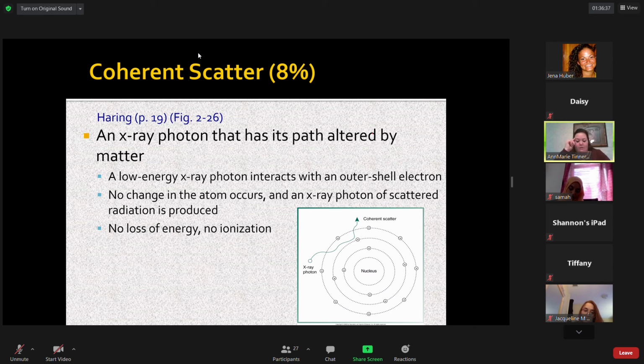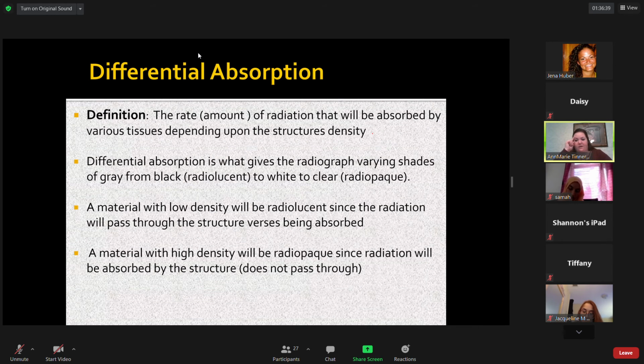Okay. Does anybody have any questions about that? Basically, you're just going to have to make note cards or something and remember those two different types of scatter radiation. Anybody have any questions?